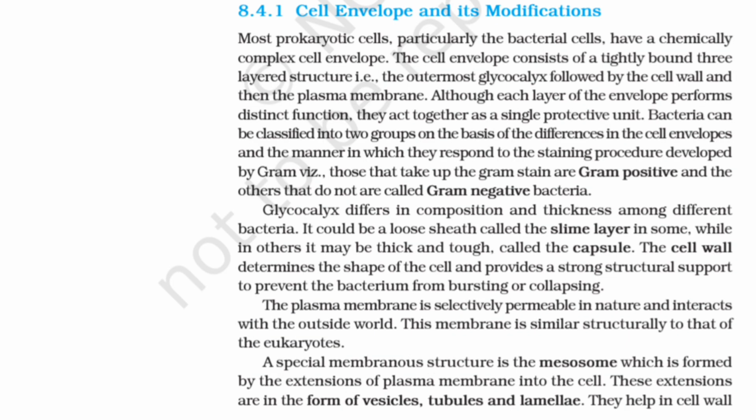Cell envelope and its modifications. Most prokaryotic cells, particularly the bacterial cells, have a chemically complex cell envelope. The cell envelope consists of a tightly bound three-layered structure: the outermost glycocalyx, followed by the cell wall, and then the plasma membrane. Although each layer of the envelope performs distinct functions, they act together as a single protective unit.